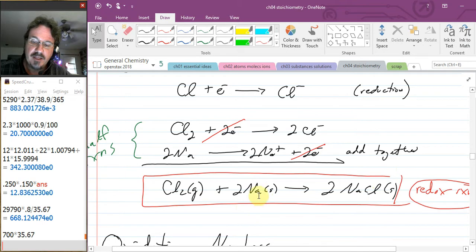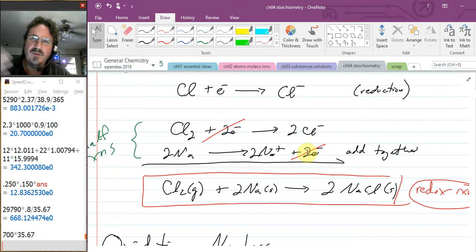I don't include my electrons in my overall redox reaction because they've just been transferred. They're not being made or created. They were here on the left, they were here on the right. It's the same thing on the left and the right. Kind of like how we did with spectator ions and with the ones above, where if they're the same on the left and the right, we don't have to necessarily include them.